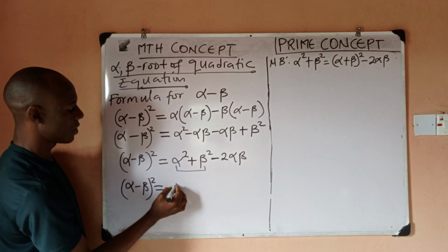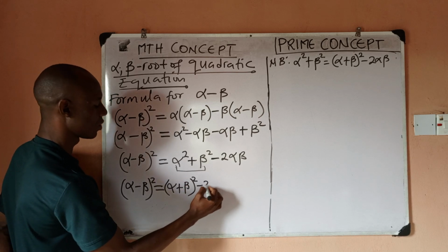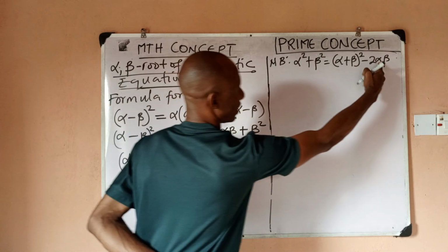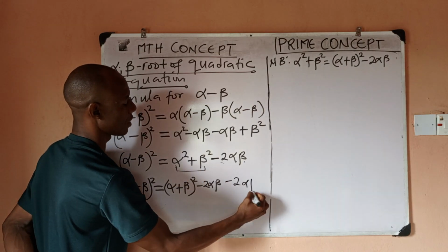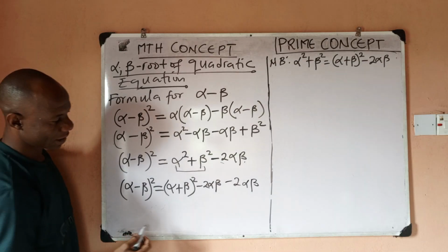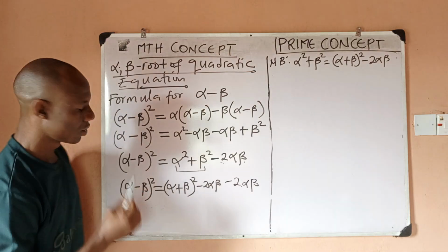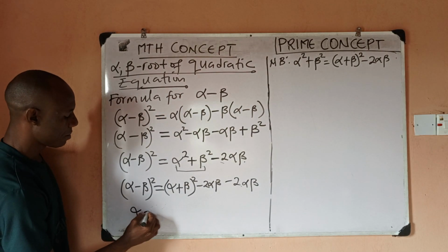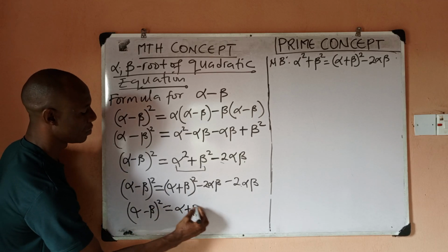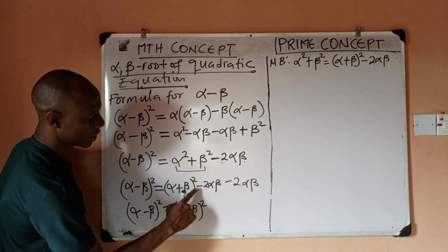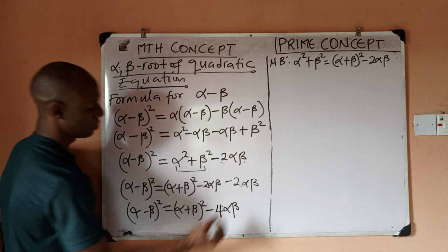So I would have alpha plus beta all squared, then minus 2 alpha beta, which is this. Then remember, we still have this, so I would include this now, minus 2 alpha beta, right? So this one is coming from this, and this one is coming from this one. So take note of that. So I have alpha minus beta all squared would be equal to alpha plus beta all squared. Now minus 2 minus 2 is going to be minus 4 alpha beta.